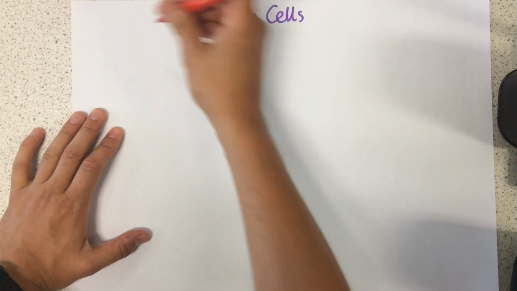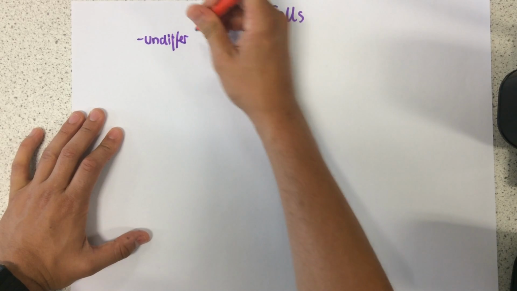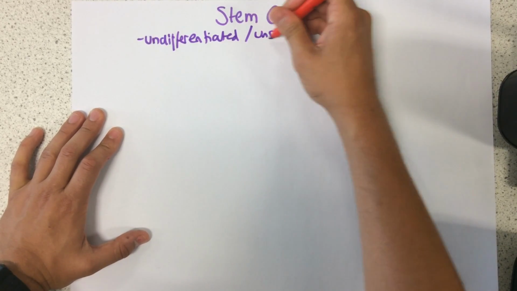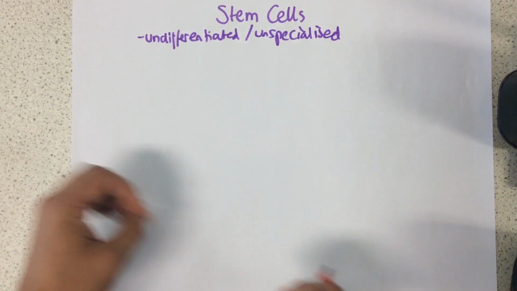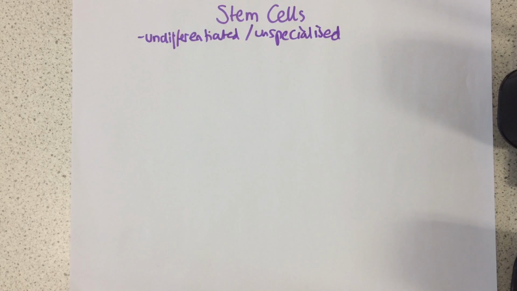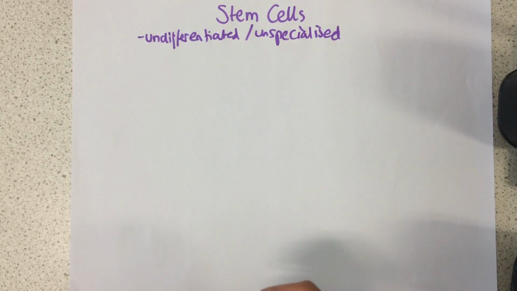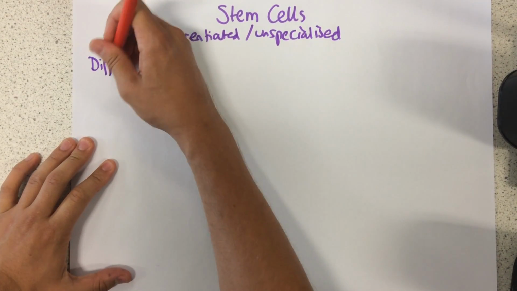So first of all, stem cells are cells which are described as being undifferentiated or unspecialized. This just means that they don't have a specific job yet. They have the ability to become, or potential to become, a number of different types of cell. So first of all, we're going to have a look at what differentiation means.